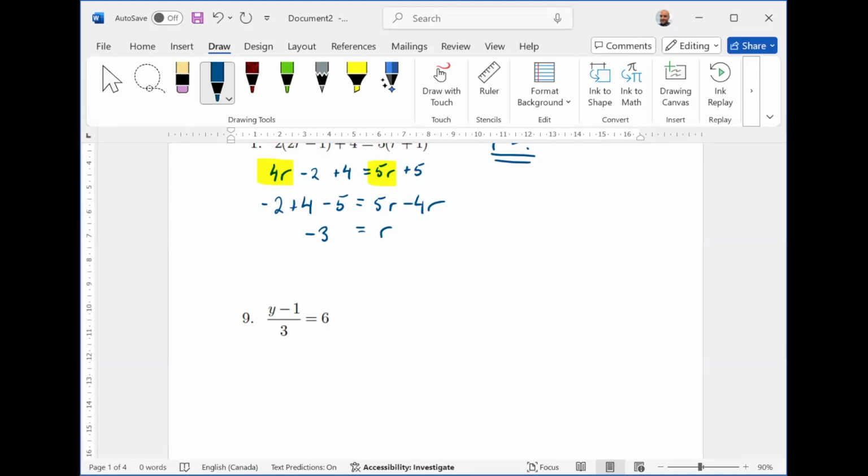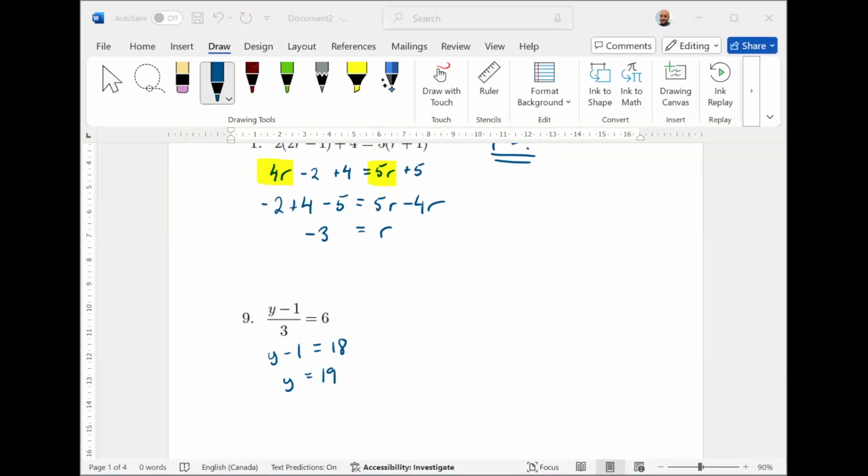So multiply both sides by 3 is going to give us y subtract 1 is going to equal 3 times 6, which is 18. And then to isolate y, we're just going to add 1 to both sides. So we're going to have 19. So y equals 18 plus 1. Okay. All right, let's keep going.